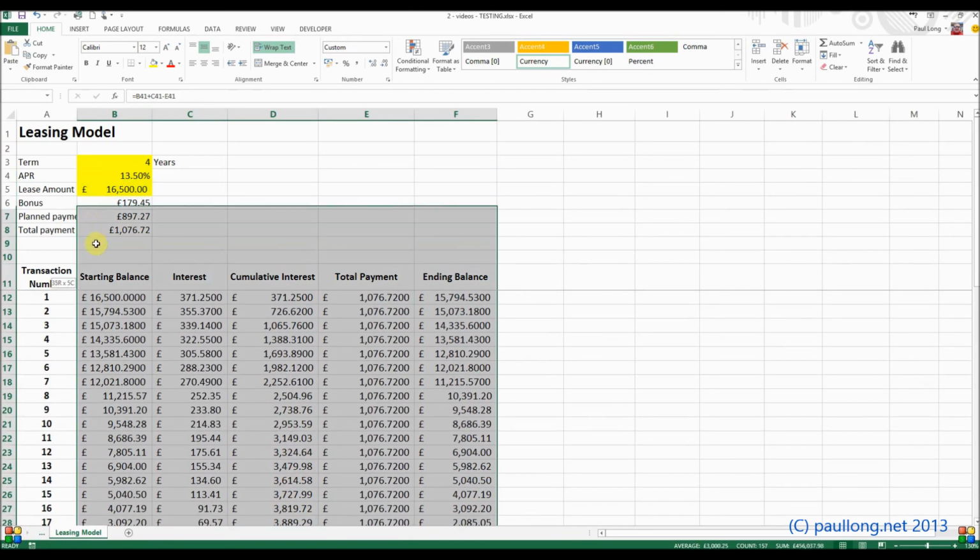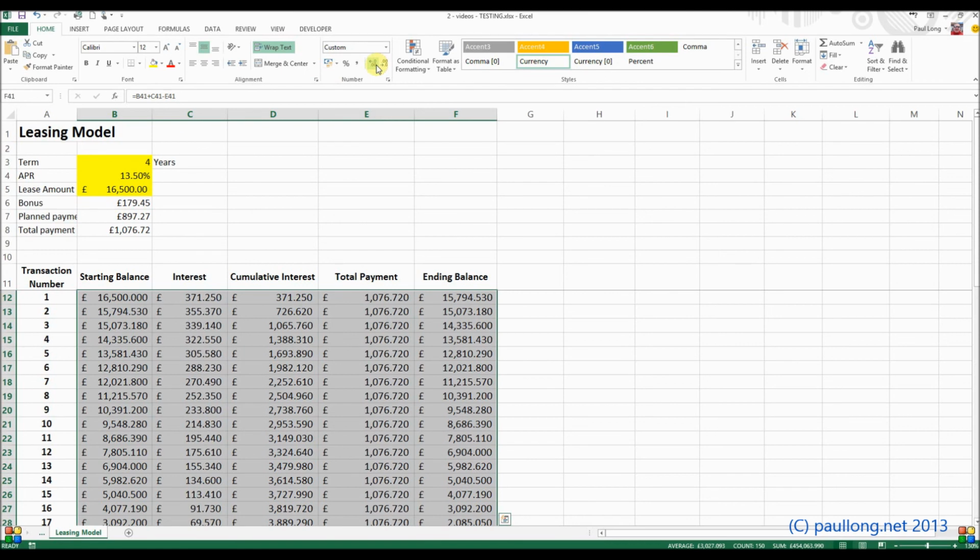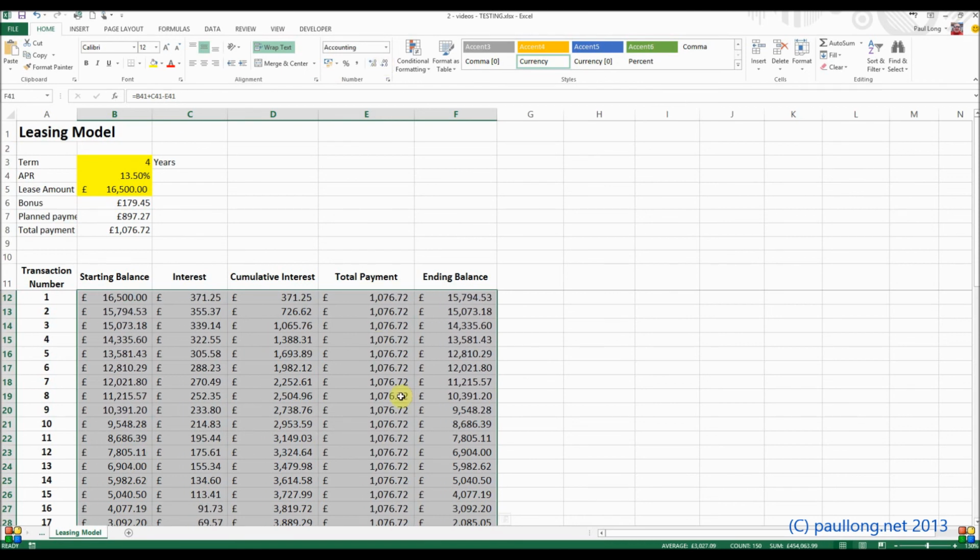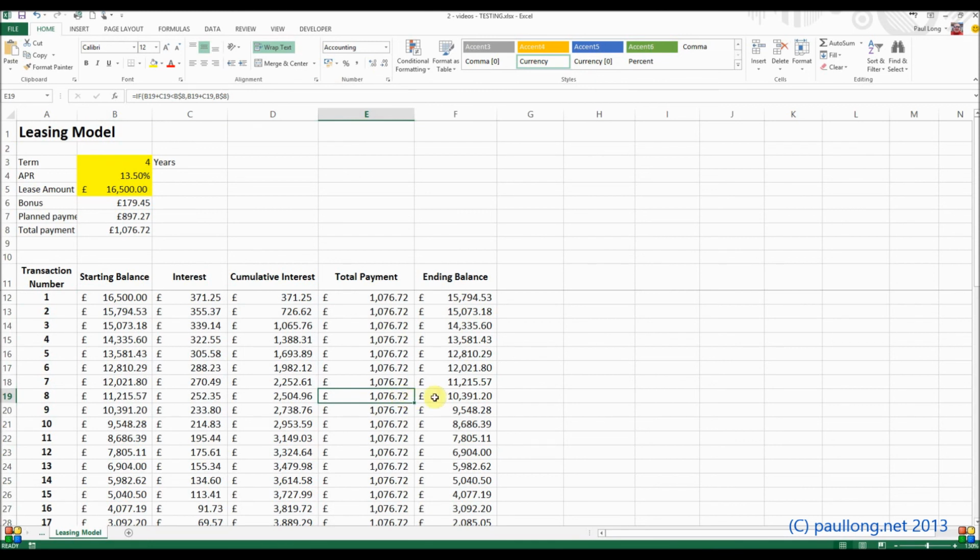So before we finish, we're just going to make sure that everything is down to two decimal places. It's probably not going to let me do that. I'll have to put everything up to four decimal places first and then bring it back down again. Okay, so that is our model completed for the leasing model.